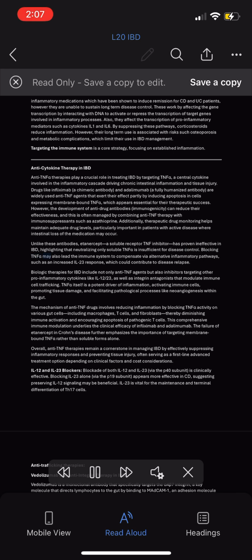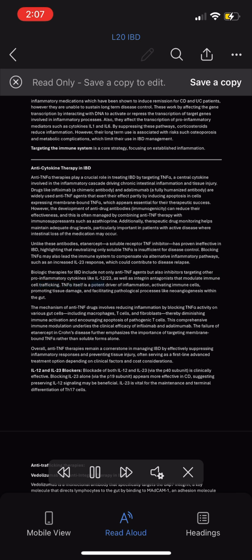Blocking TNF may also lead the immune system to compensate via alternative inflammatory pathways, such as an increased IL-23 response, which could contribute to disease relapse. Biologic therapies for IBD include not only anti-TNF agents but also inhibitors targeting other pro-inflammatory cytokines like IL-12/23, as well as integrin antagonists that modulate immune cell trafficking.